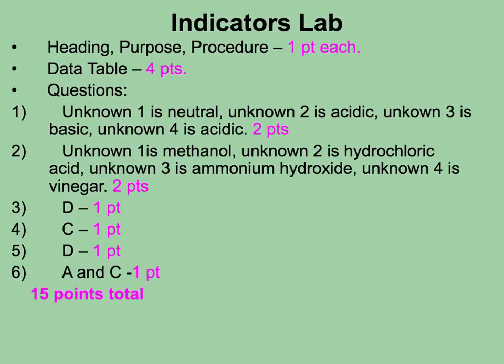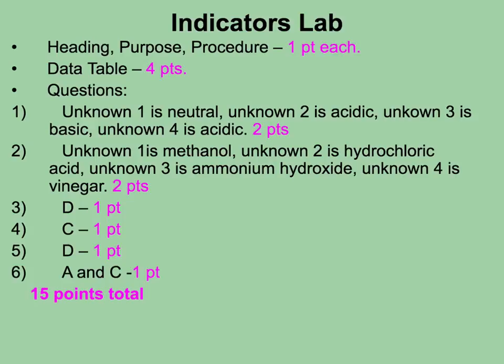The data table is 4 points, as long as the data table is filled with different colors, then that's okay. The first question is worth 2 points. It asked you whether the unknowns were acidic, basic, or neutral, so half a point for each one, and this is graded on accuracy. Unknown number 1 is neutral, unknown number 2 is acidic, unknown number 3 is basic, and unknown number 4 is acidic.